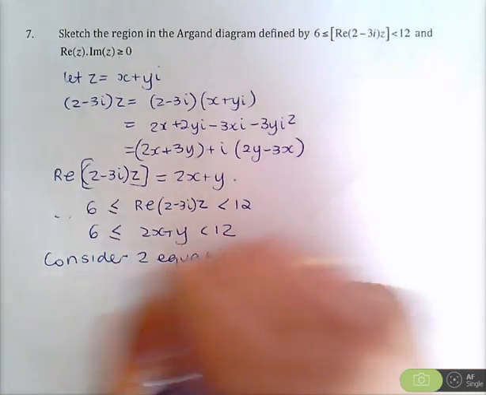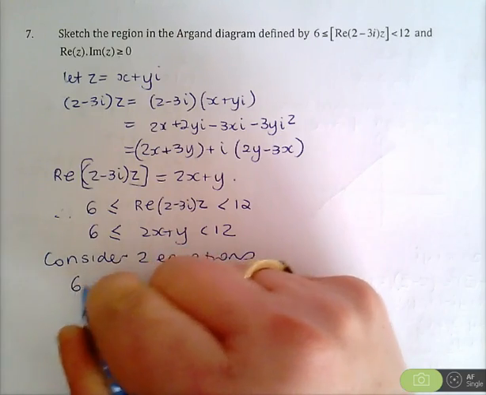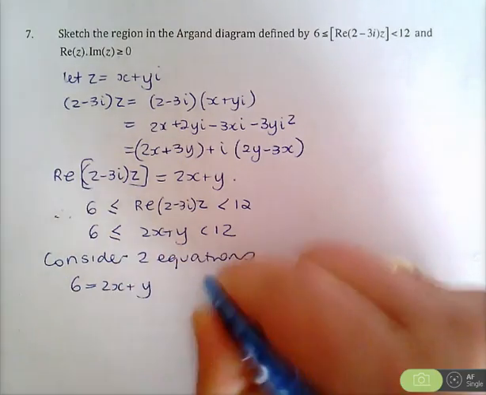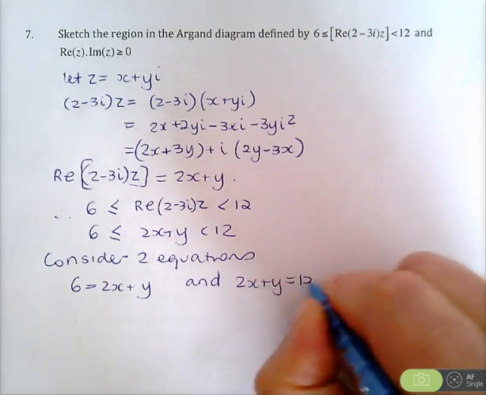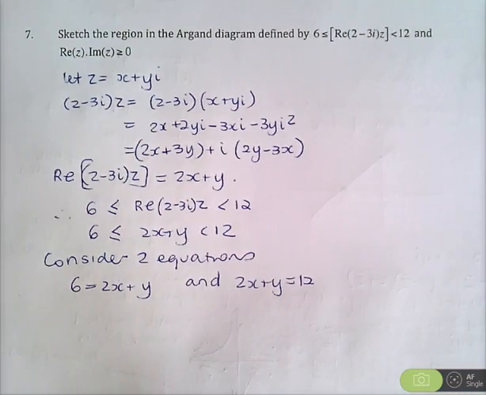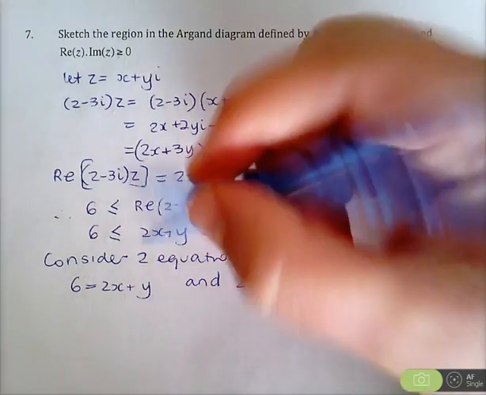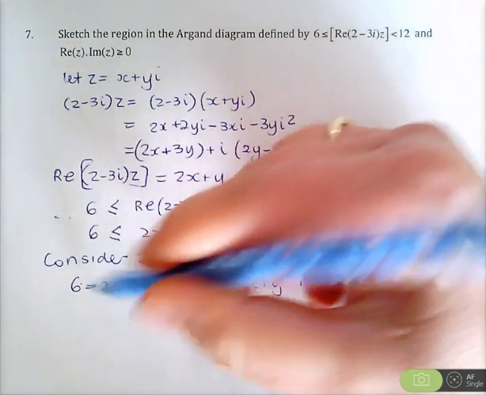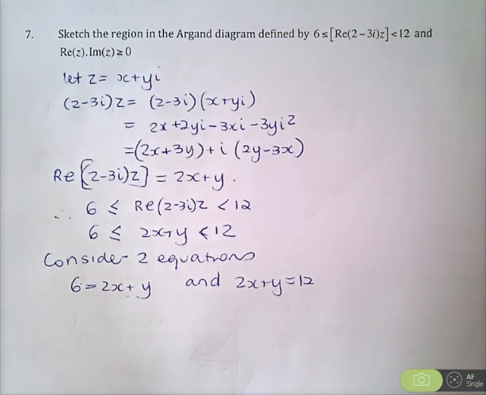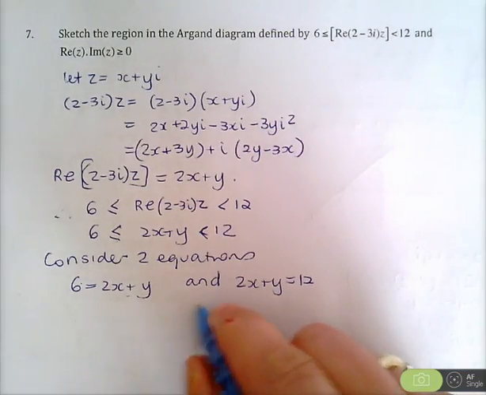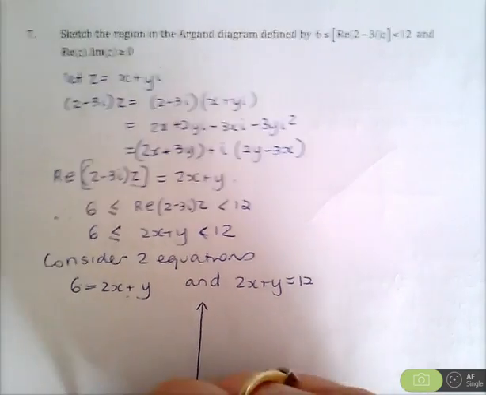And those equations are this: 6 equals 2x plus y and 2x plus y equals 12. With the less than and the less than or equal to, we'll do our shading then. This just means that this is going to be a solid line for this graph, and this graph here, 2x plus y equals 12, is going to be the dotted graph. Now I'm going to draw the graph down here.